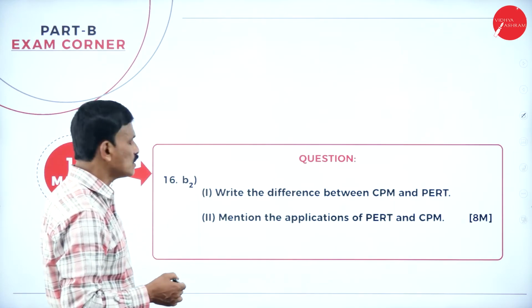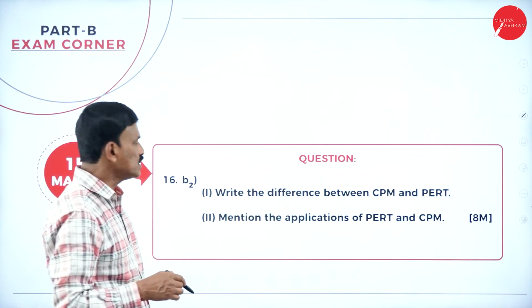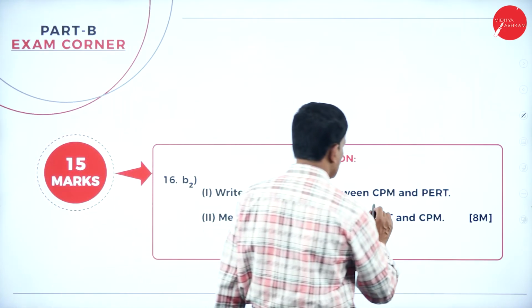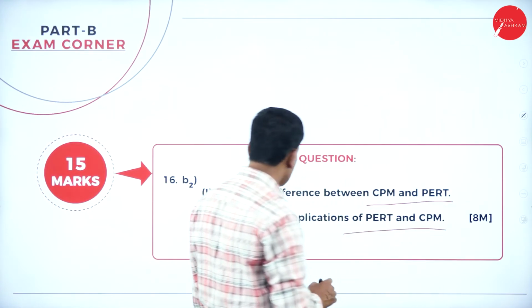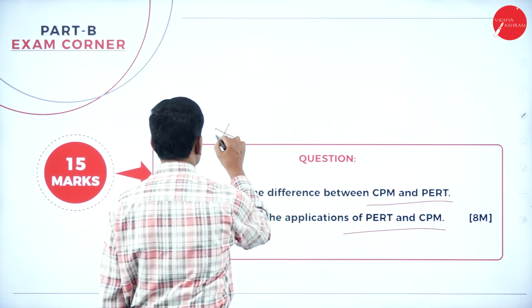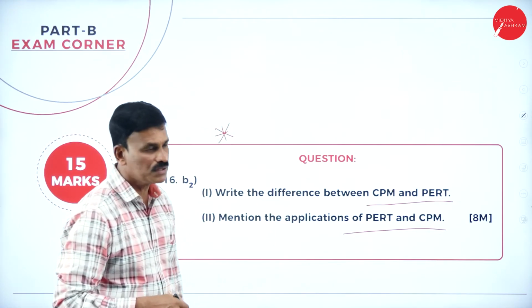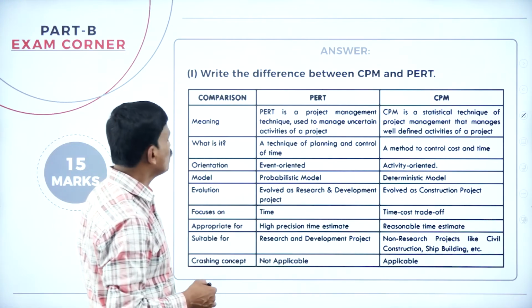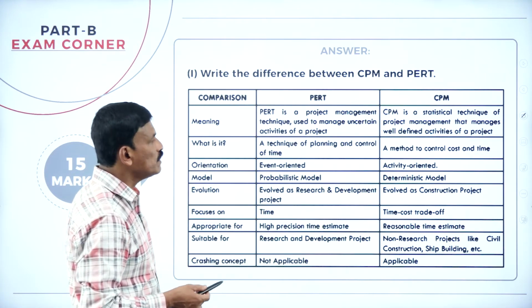Now let us come to the next question. The last question in this, there are two questions: write the difference between CPM and PERT, and what are the applications of PERT and CPM. This is anyway a very important question. The last question is very important from the point of view of the examination, for 8 marks. So let us come to the first one, the difference between CPM and PERT.